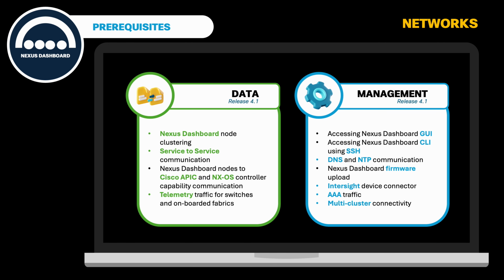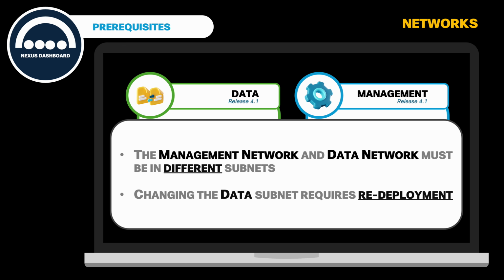The data network is used for backend, cluster, and infra connectivity for optimal performance. This network is essential for obtaining telemetry data about traffic on switches and fabrics. The management network is required to access the GUI, communicate with the DNS and NTP servers, upload firmware, and more. There are a couple of special considerations. The management and data networks must be on different subnets. If the data network needs to be changed, the cluster must be redeployed.